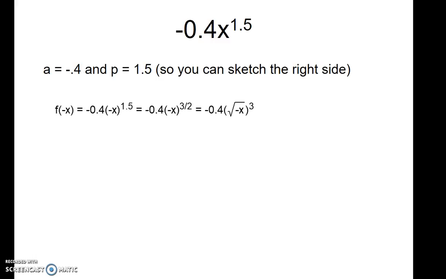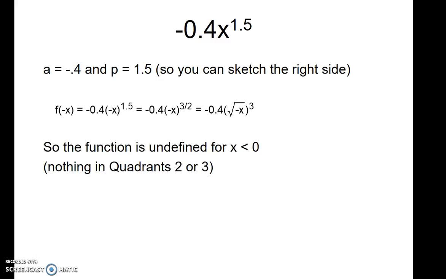Because I need to think of this as x being negative. I can't take the square root of a negative number. So whenever I get stuck like that, that's when we're going to say, okay, this is undefined, and we just have nothing in quadrants 2 or 3. It's just there's nothing that will exist there.